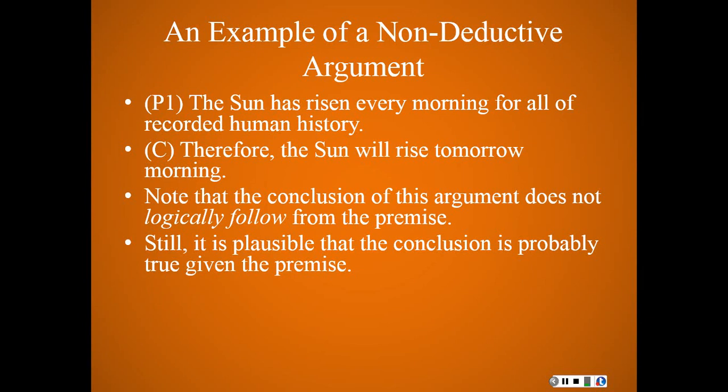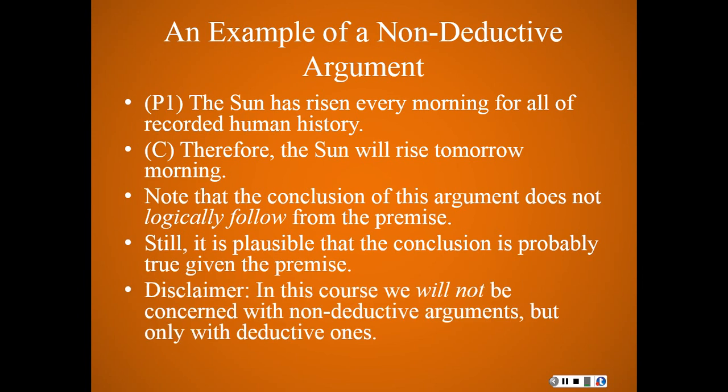Now, we could spend a whole course trying to figure out what makes for good non-deductive arguments, but we're not going to do that. The focus of this course is going to be on deductive arguments, and we won't concern ourselves with non-deductive arguments at all. So I wanted to mention this division between deductive arguments and non-deductive arguments, and I wanted to give you an example of a non-deductive argument, only to set non-deductive arguments aside. In this course, we will be entirely focused on deductive arguments.